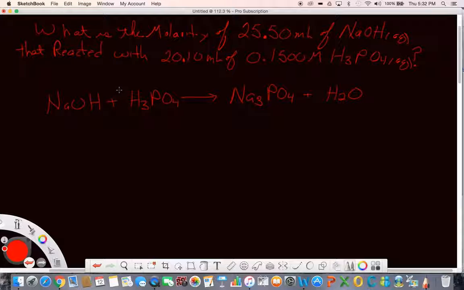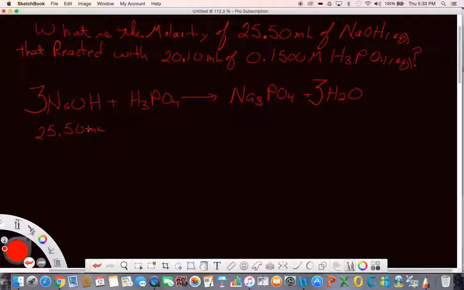Let's see, I believe we're going to need a 3 here. So now we have 6 H's. Looks like we're going to need a 3 here. We have 1 phosphate, 1 phosphate. It is now balanced. So 3 moles of sodium hydroxide react with 1 mole of phosphoric acid to give us sodium phosphate and 3 moles of water.